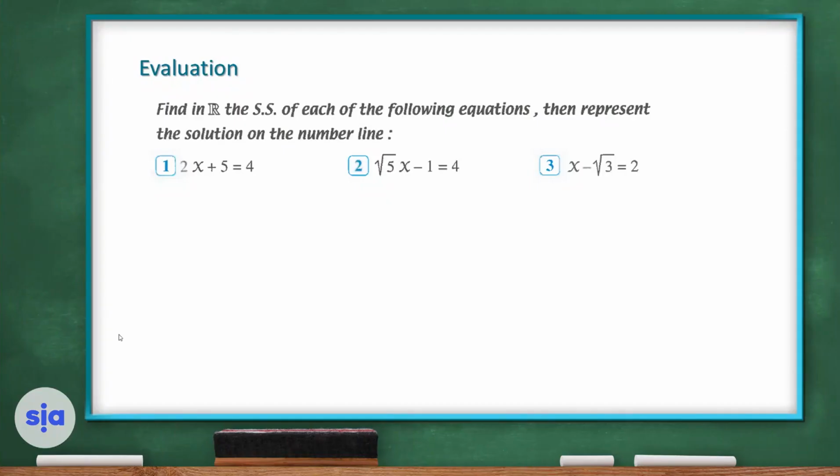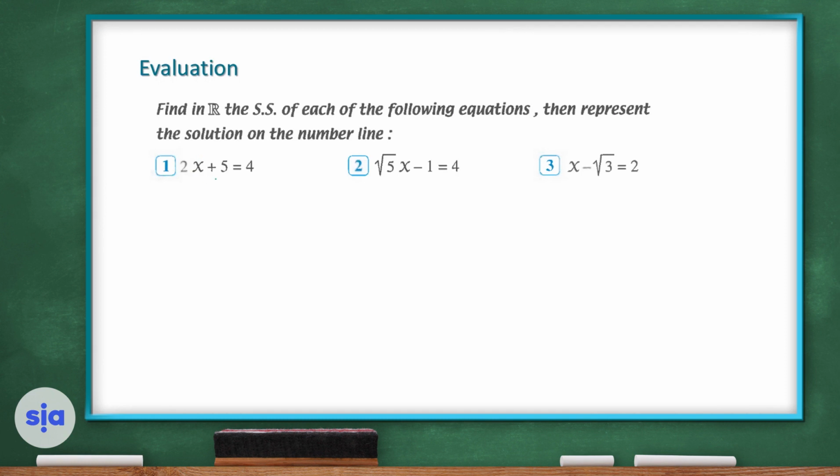Now, it's your time to try. Here's the evaluation part. Pause the video, answer the questions, play the video again, and check your answers. Find in R the solution set of each of the following equations, then represent the solution on the number line.